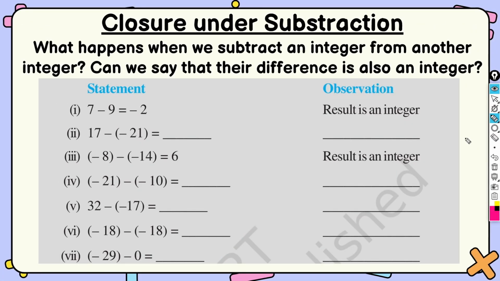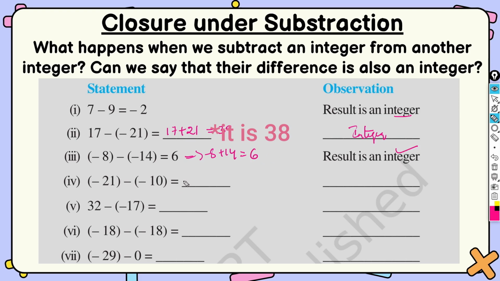Now let us see whether integers follow closure property under subtraction. 7 minus 9 is equal to minus 2. Result is an integer. 17 minus minus 21 is equal to 17, minus of minus will become plus, so 17 plus 21 is equal to 39. This is an integer. Minus 8 minus minus 14 is minus 8 plus 14, which is equal to 6. This is also an integer.